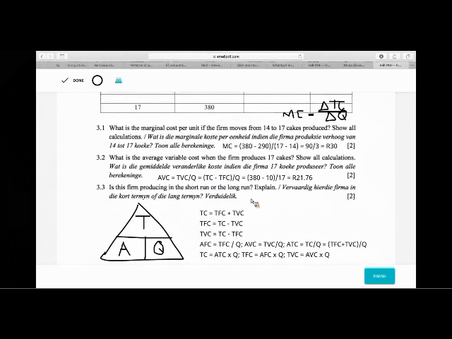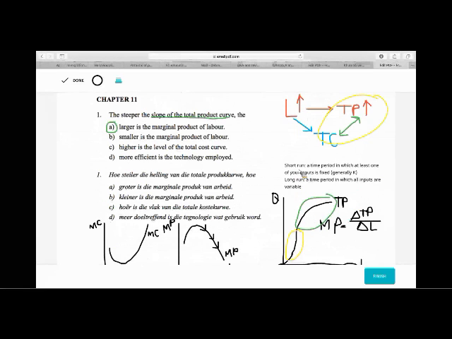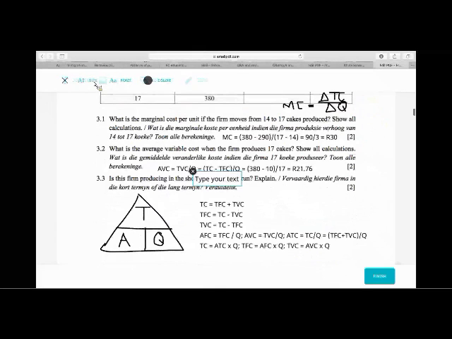The last part of the question then says, is this firm producing in the short run or the long run? Explain. So if we go right back to the beginning, I told you that the short run is a time period in which at least one of your inputs is fixed, and the long run is a time period in which all inputs are variable. What that means is that in the short run, because an input is fixed, there are fixed costs. So whenever there are fixed costs, you're dealing with the short run. If all costs are variable, you're dealing with the long run. So this is the short run because there are fixed costs.